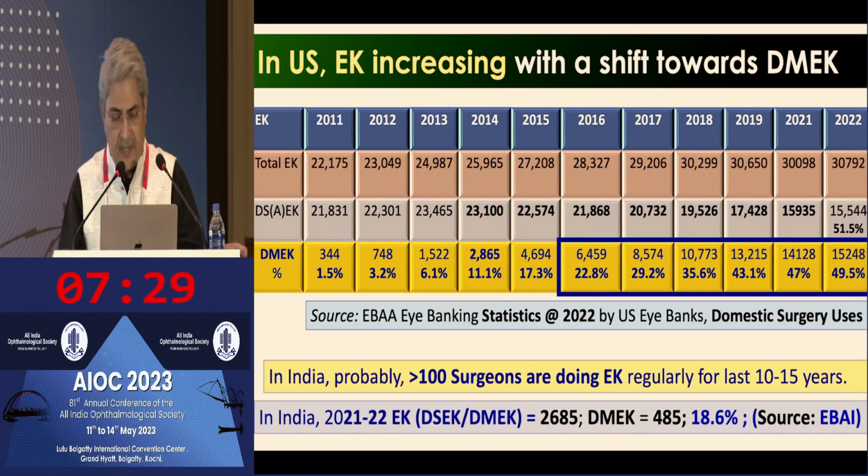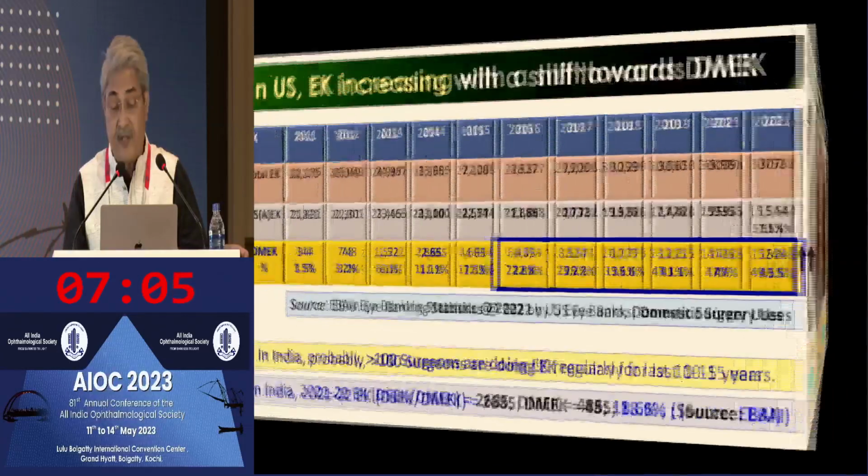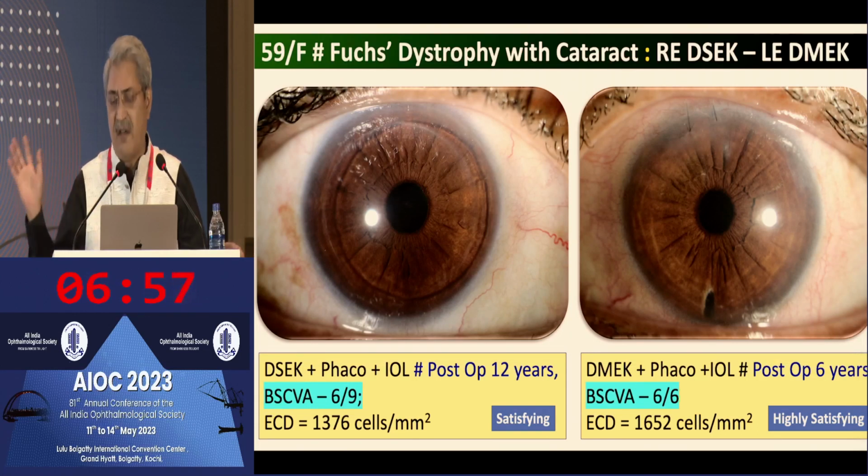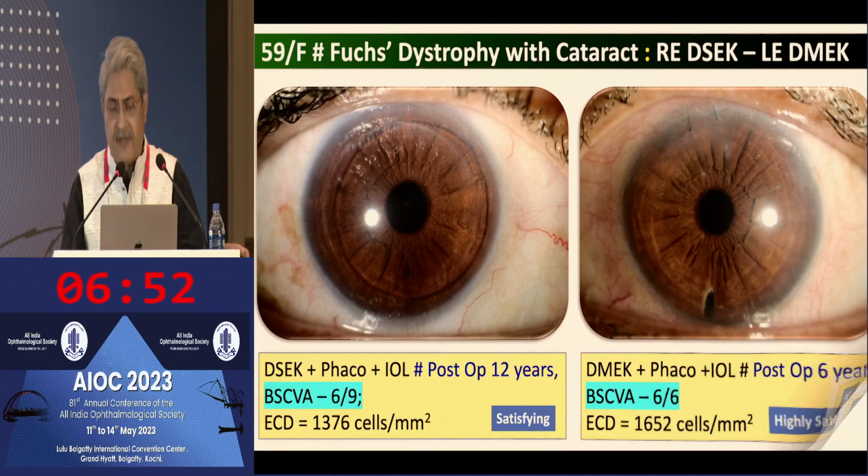In India, probably 100 surgeons are doing EK regularly in any form, but in the 2022 figure, DMEK is only 18%, only close to 500. This is the source from EBI. Probably this year it will be increasing by another 50%. So, DSEK and DMEK, you see the figures. Always you will choose the right side figure, and patients are happy, you are happy, highly satisfying results.